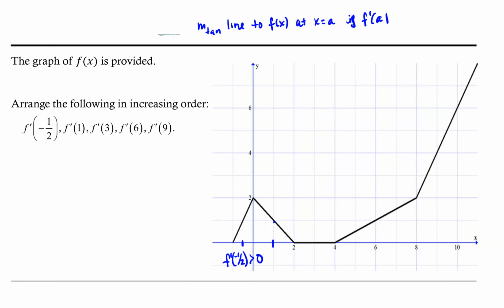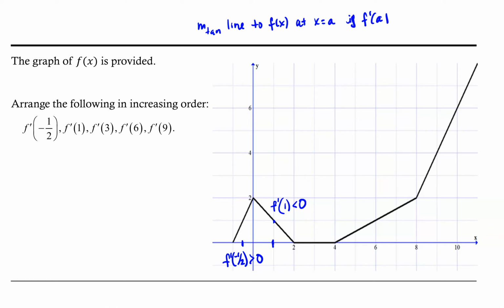Here's 1. And so if I were to draw a tangent line to the curve at 1, it would in essence be lying on top of that line segment represented between 0 and 2. And so we can see here that the slope of the tangent line, or the derivative at 1, is negative. It's decreasing.